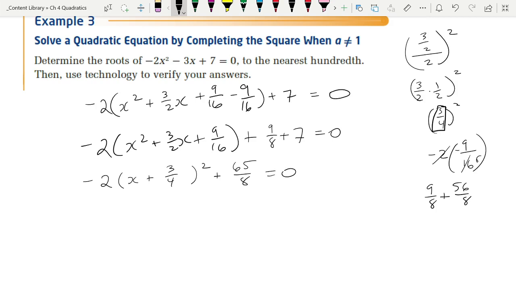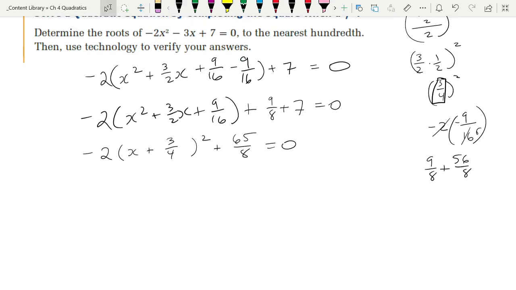And now I'm ready to do my opposite operational algebra. Isolate x. What's the first thing that moves? 65/8. I minus it from both sides. What's the next thing I move? I divide both sides of the equation by -2. Careful, dividing by 2 is the same thing as timesing by 1/2.